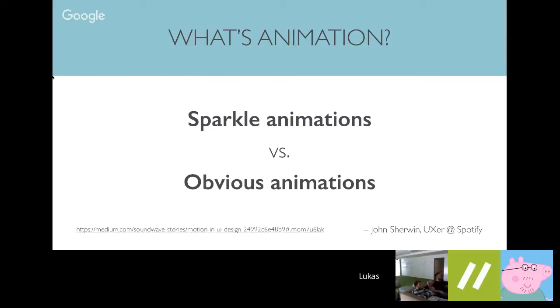John Sherwin, I always mispronounce his name, he's a UXer at Spotify, and he says for him, animation is basically 2 different things. There are 2 categories. One is sparkle animations, and the other one is obvious animations. So these 2 types I will quickly introduce.